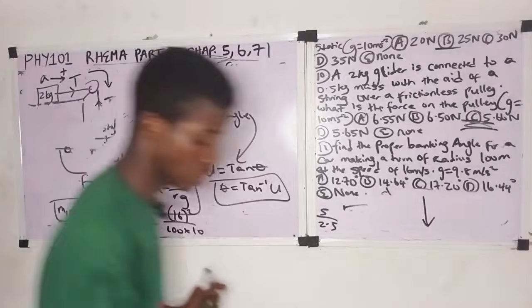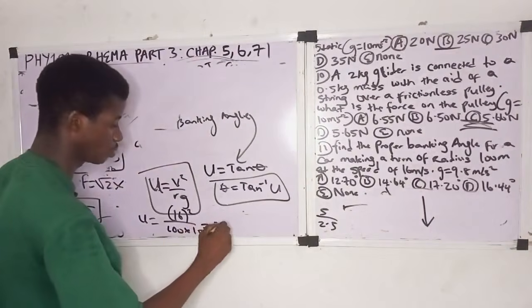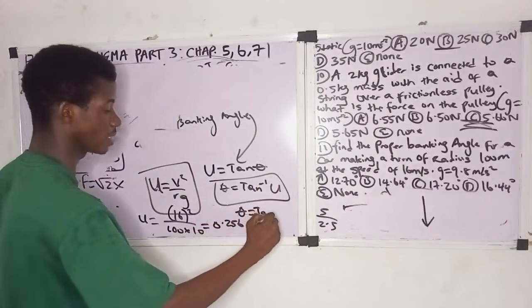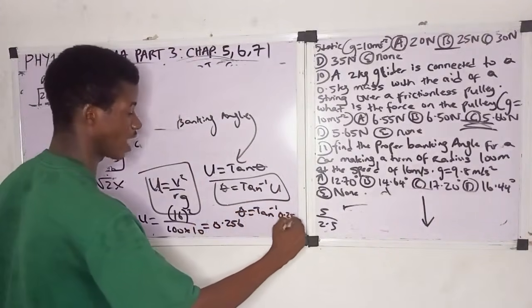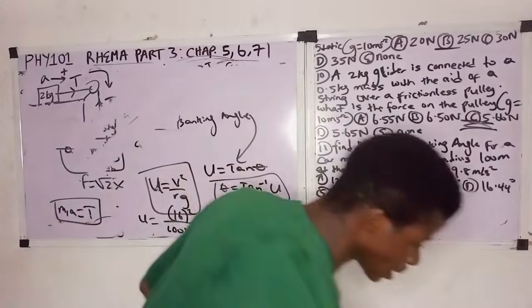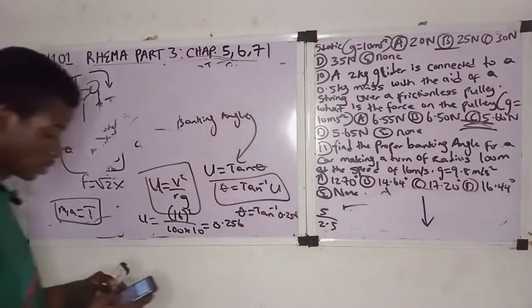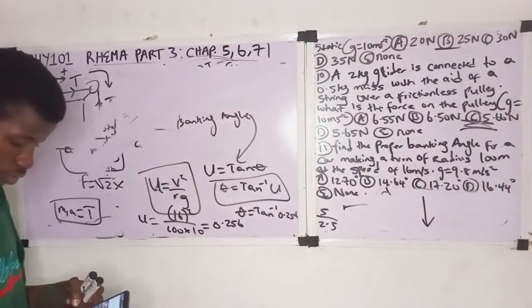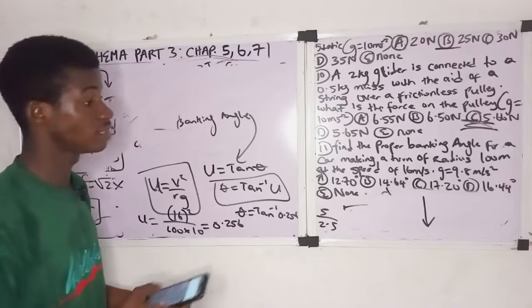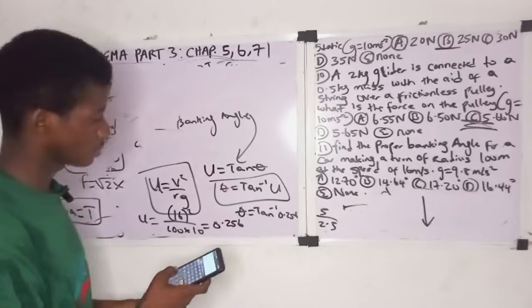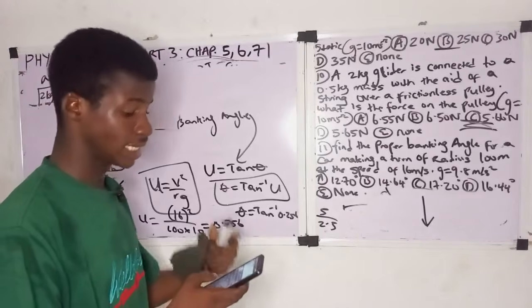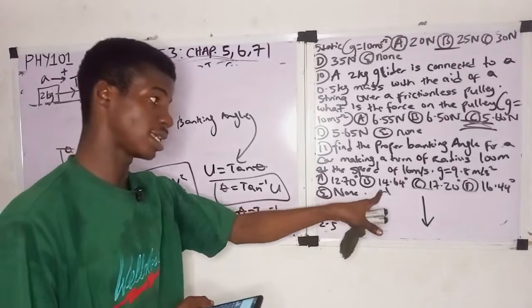U is 0.256, right? Now put it here. Banking angle is equal to inverse tan of 0.256. Just go to your calculator, press shift and tan, then 0.256. Our answer is 14. Yeah, once I've got 14, here is 14.35. So the answer here is B.